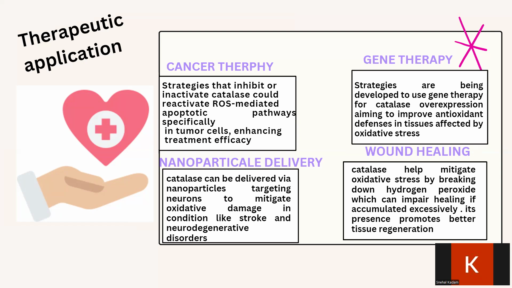Nanoparticle delivery. Catalase can be delivered via nanoparticles targeting neurons to mitigate oxidative damage in conditions like stroke and neurodegenerative disorders. Wound healing. Catalase helps to mitigate oxidative stress by breaking down hydrogen peroxide, which can impair healing if accumulated excessively. Its presence promotes better tissue regeneration.